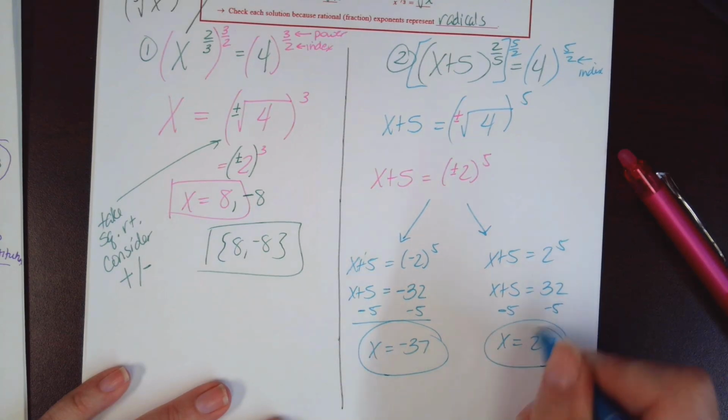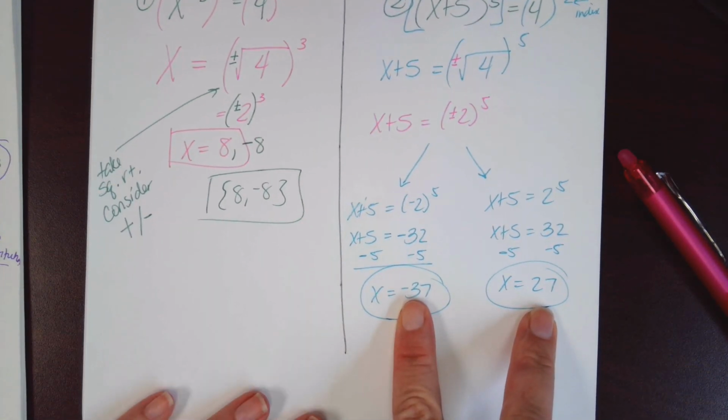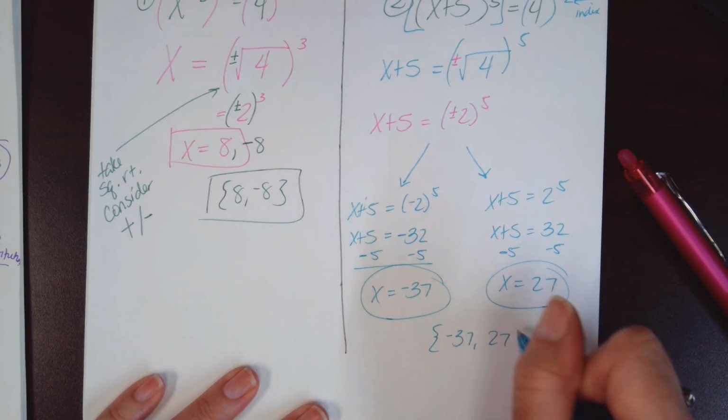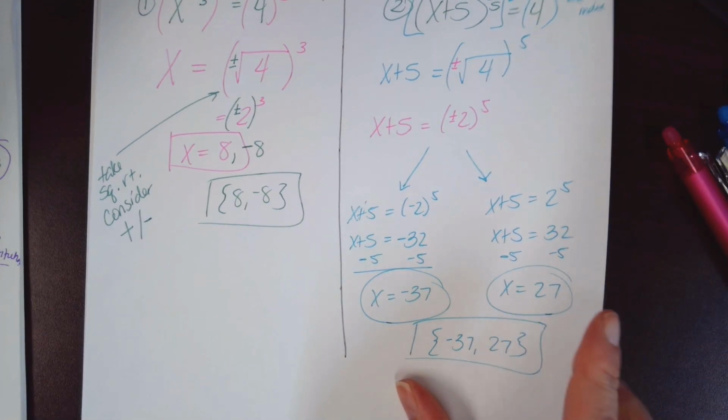I didn't square to solve, I took the square root. So I got two solutions. I'm not stressed about one of them being extraneous. There we go. Alright, so that was our second type of equation.